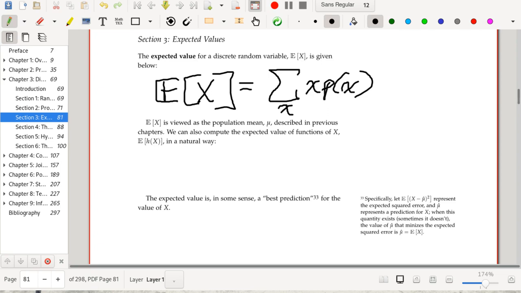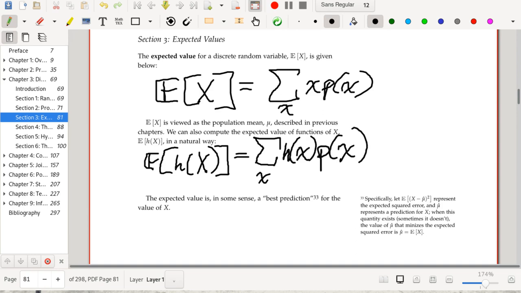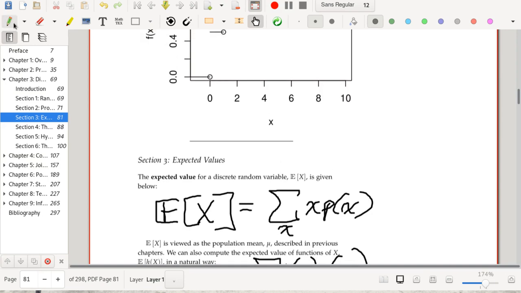Okay? Next, the expected value of X is viewed as the population mean, which we often denote with the Greek letter mu. As described in previous chapters, we can always compute the expected values of functions of x. Oh, no, not always. Why did I say always? At the very end of this section, I'm going to give you an example of an expected value that can't be computed. But we can also compute the expected value of functions of x, so that would be the expected value of h of x, in a natural way, by saying that the expected value of h of x is equal to the sum over x of h of x times the probability mass function at x. And this formula should make some sense to you because you've actually seen it before, or something very similar to it.